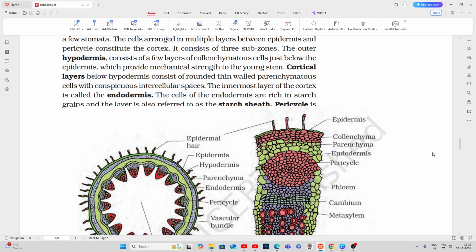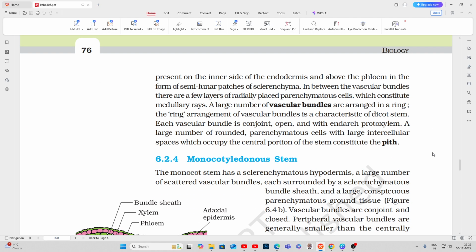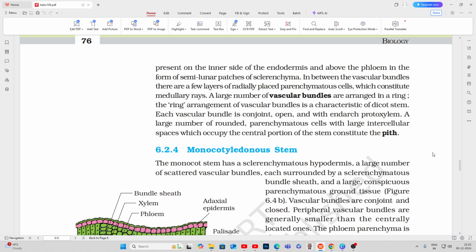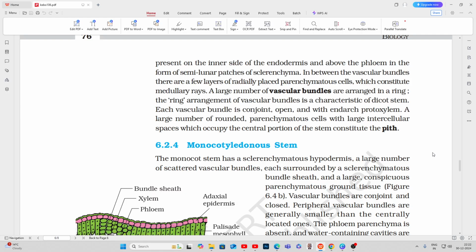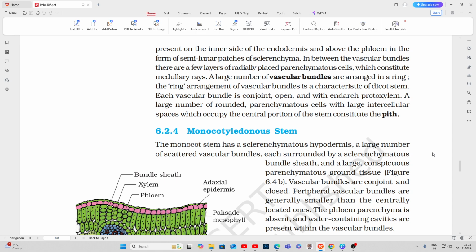The innermost layer of the cortex is called the endodermis. The cells of the endodermis are rich in starch grains, and the layer is also referred to as the starch sheath. Pericycle is present on the inner side of the endodermis and above the phloem in the form of semilunar patches of sclerenchyma. In between the vascular bundles there are a few layers of radially placed parenchymatous cells, which constitute medullary rays.